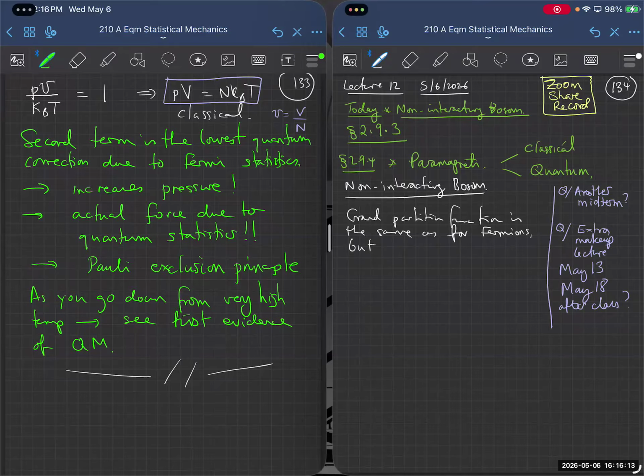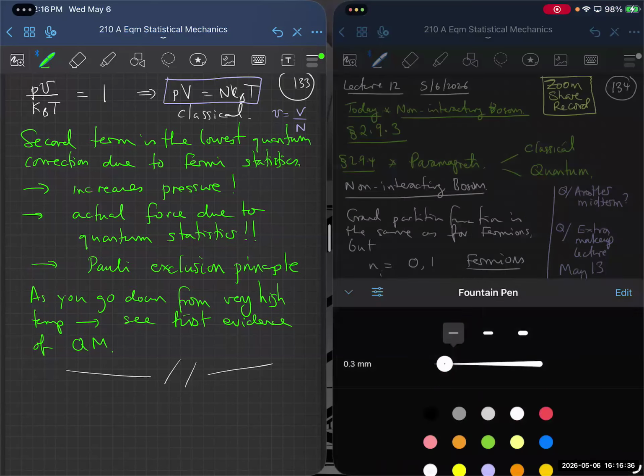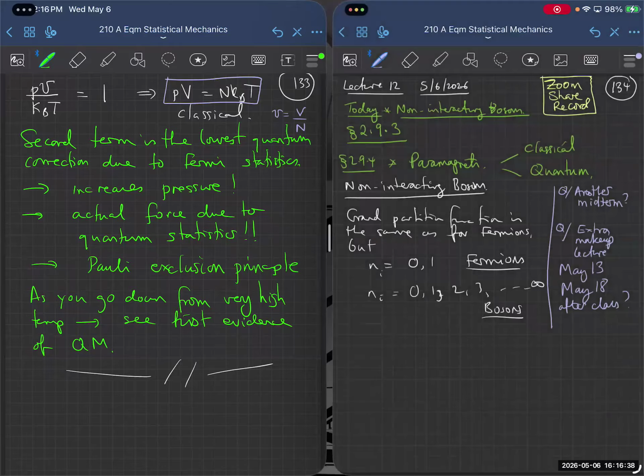but for fermions, we had n was 0 or 1, the occupation of the state, whereas for bosons, it is 0, 1, 2, 3, all the way up to infinity. So this is for fermions, and this is for bosons. So now let's write it down. We already know the dirty trick for solving these things quickly, so we will use the quick and dirty trick.